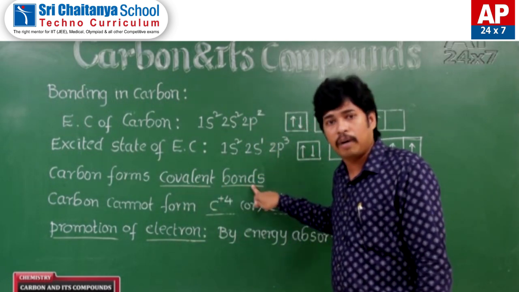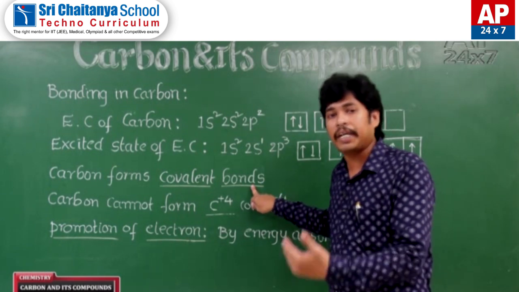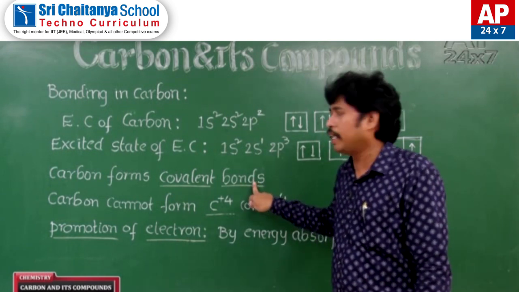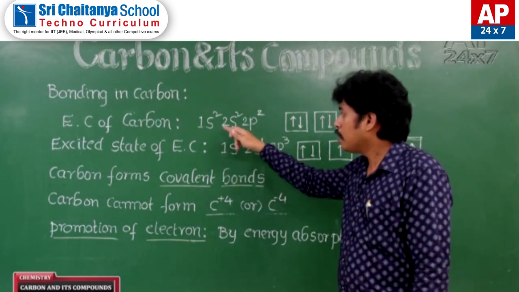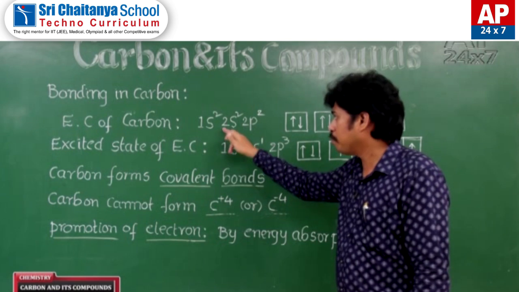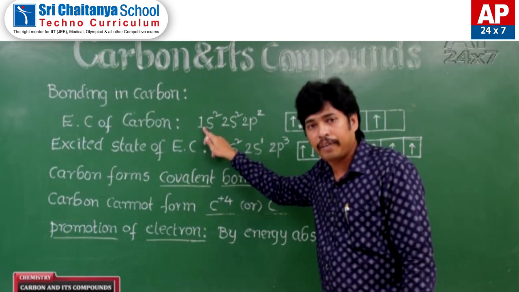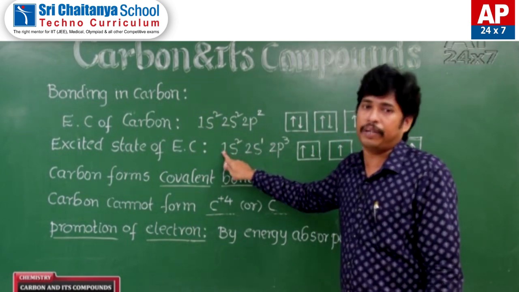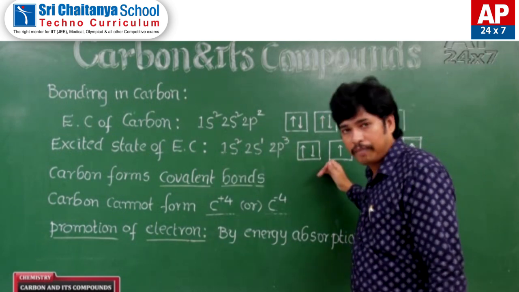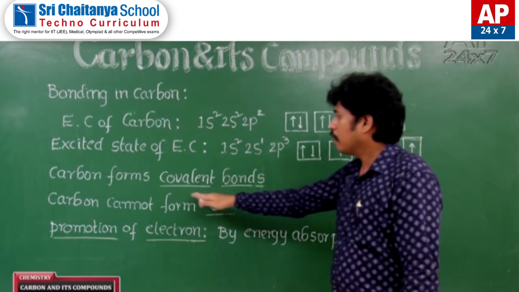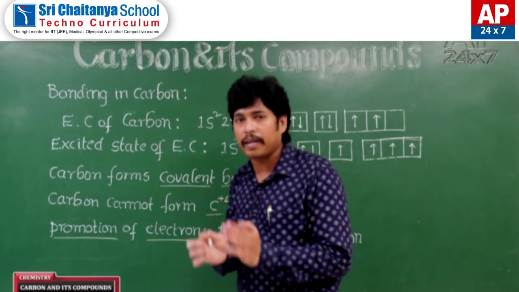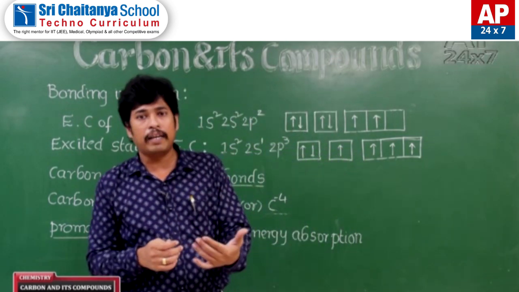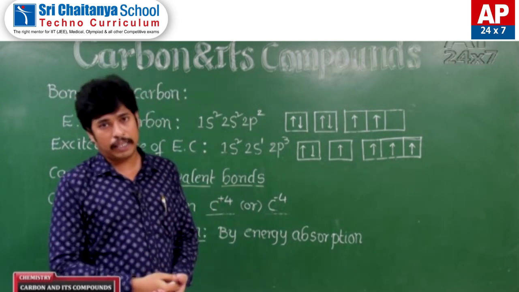So, carbon can form covalent bonds by the sharing of electrons. Here we have to interlink these two factors: the promotion of electrons from the ground state electronic configuration to the excited state configuration, how the electronic configuration will change, and what type of bonding is observed here. These two are very important factors in order to explain the type of bonding observed in carbon.